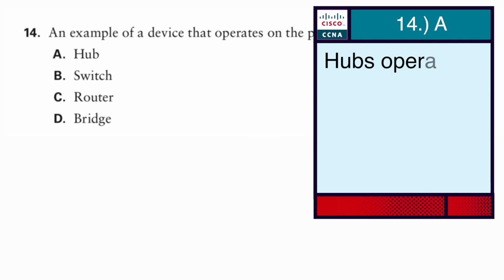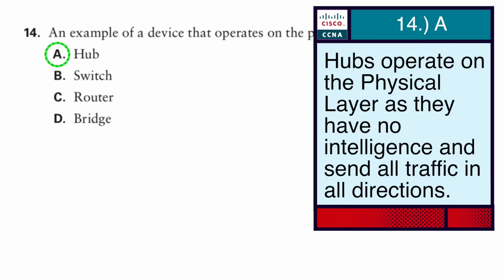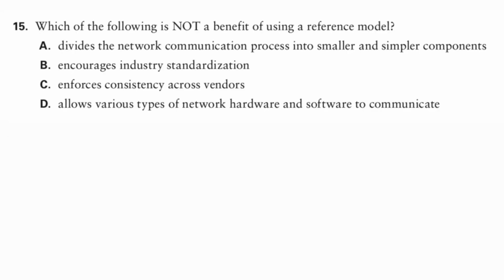The correct answer is A, hub. Hubs operate on the physical layer as they have no intelligence and send all traffic in all directions. Number 15. Which of the following is not a benefit of using a reference model? A. Divides the network communication process into smaller and simpler components. B. Encourages industry standardization. C. Enforces consistency across vendors. Or D. Allows various types of network hardware and software to communicate.